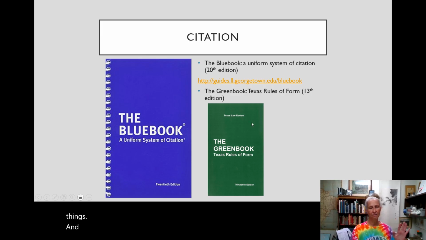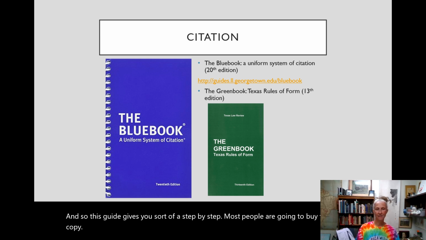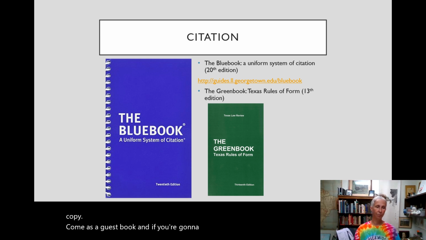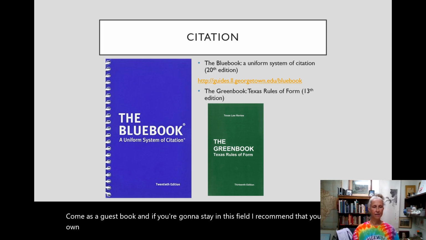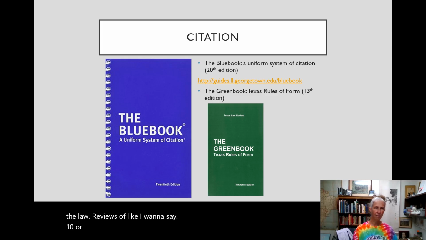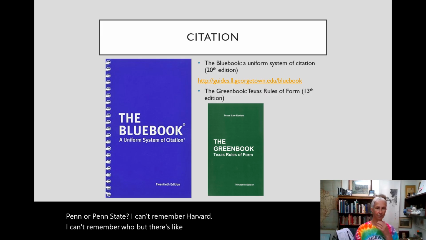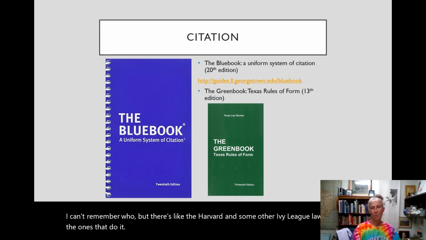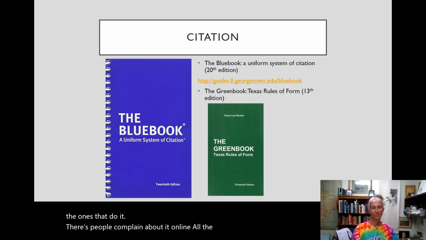And so this guide gives you sort of a step-by-step. Most people are going to buy their own copy as a desk book. And if you're going to stay in this field, I recommend that you buy your own copy just to have it. You can't do without it. It is published by the editors of the law reviews of, I want to say, Penn State. I can't remember. Harvard. I can't remember who, but Harvard and some other Ivy League law schools are the ones that do it. People complain about it online all the time, but it's a standard.